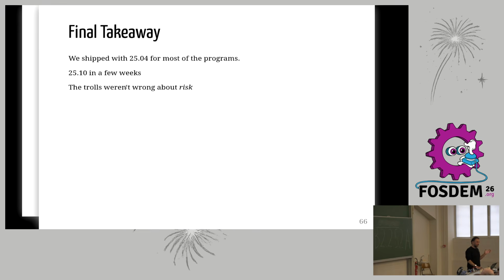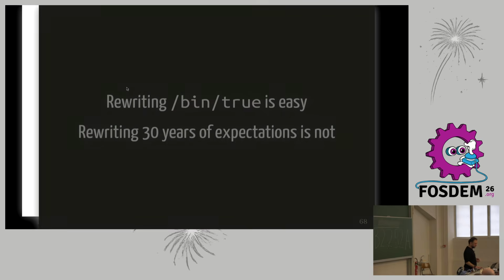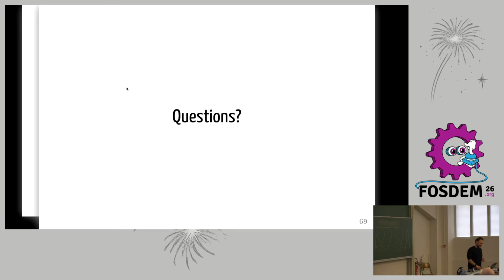And so the trolls, as you saw, in their fear, and even in the way they expressed themselves, they were not wrong about the risk. We have identified them. What they were wrong about was processes and mitigation: we are not that stupid, we know how to do those kinds of changes, and you can mitigate the risk when you are doing such a big migration. So yeah, it has been easy, but rewriting 30 years of expectations is not. So if I have time for questions, I think we have a few minutes.